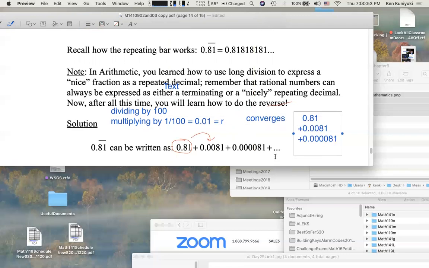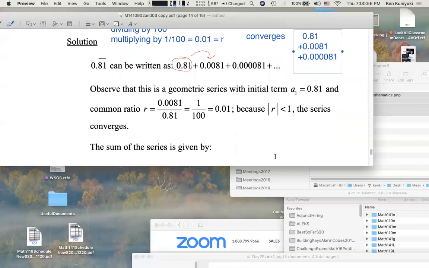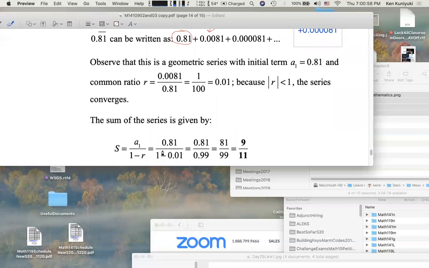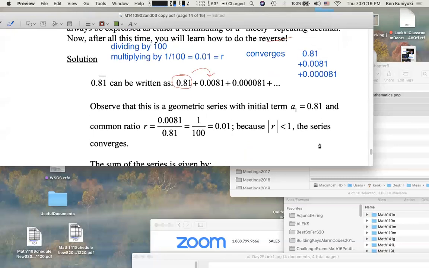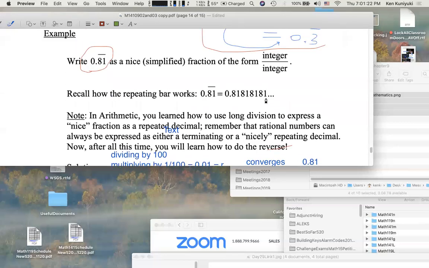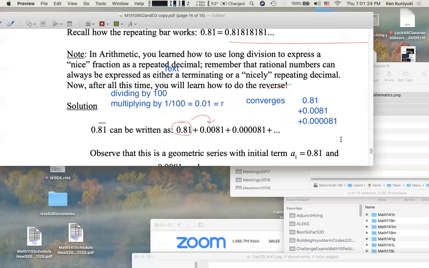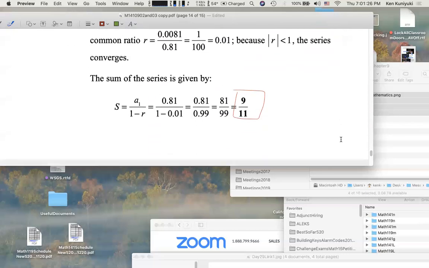All right, plug it into our handy dandy formula. S equals initial term 0.81 over 1 minus the penny. $1 minus a penny is 99 cents. Multiply top and bottom by 100 to clear the decimal points. 81 over 99. Divide top and bottom by 9. 9/11ths. Folks, get your calculators. 9 divided by 11. What do you see? You might get a 2 in there as a rounding thing, but there you go. The inverse problem. Pretty cool, huh?